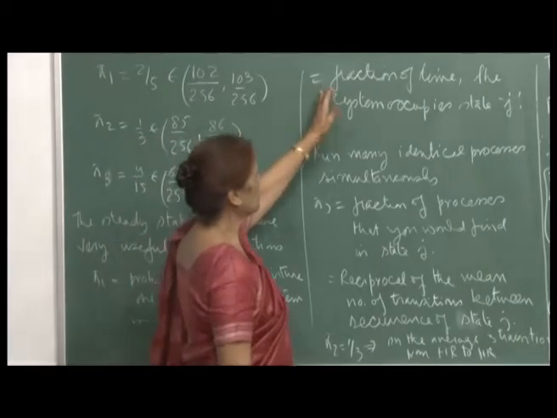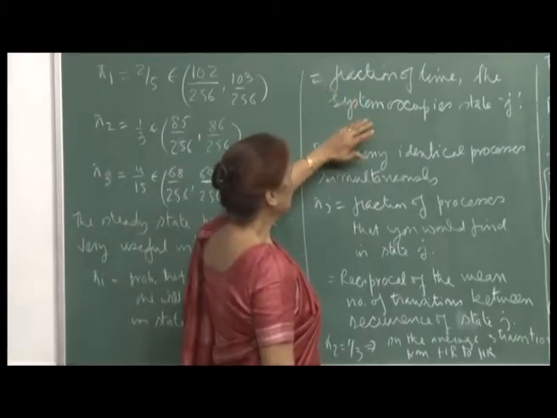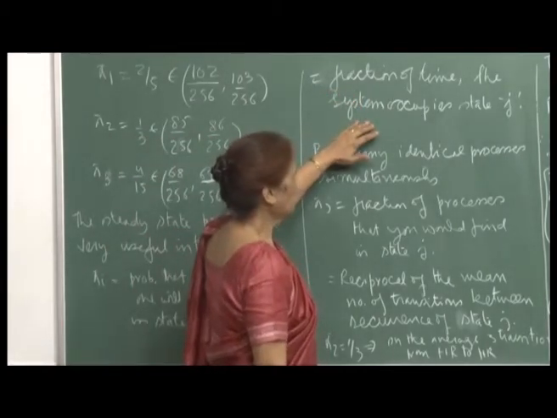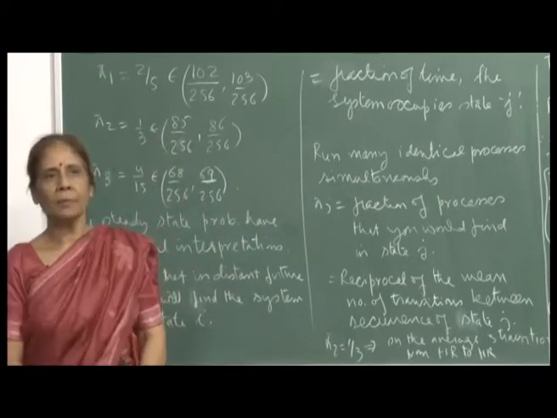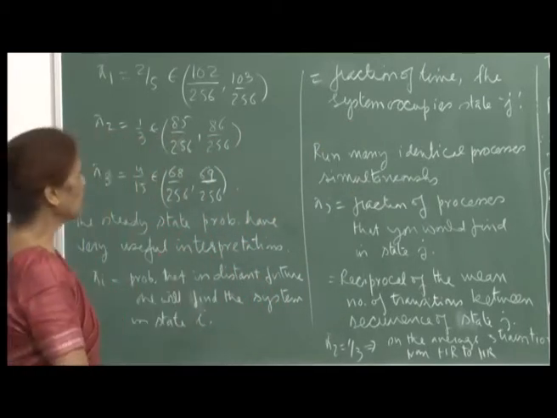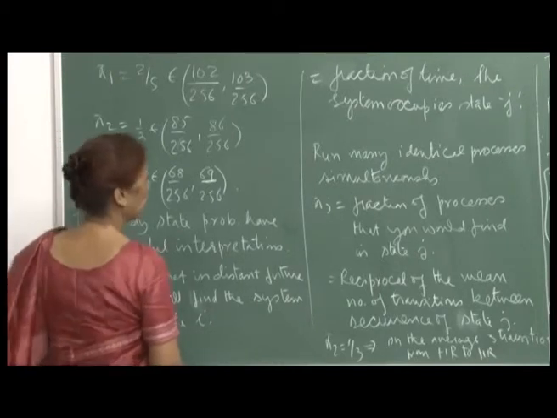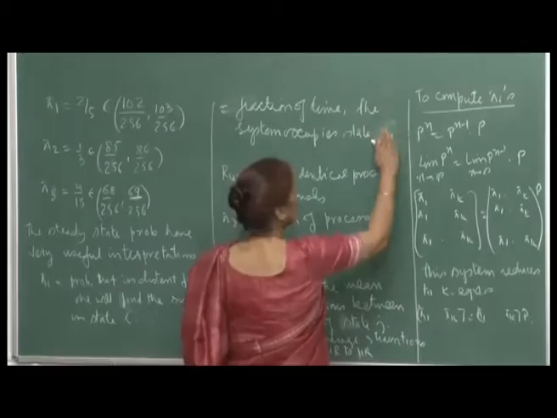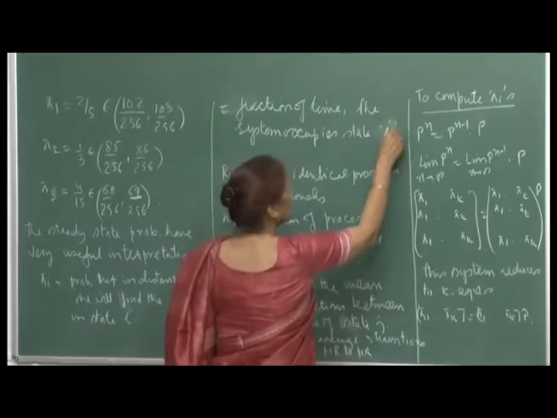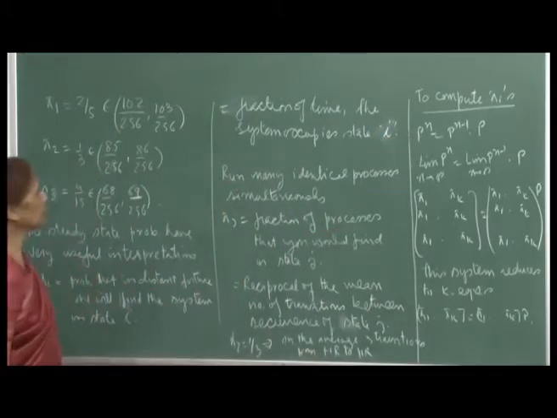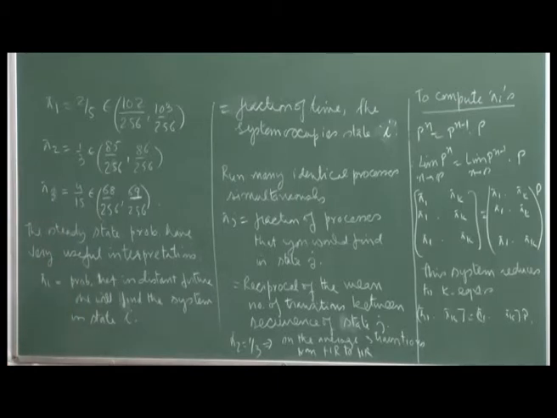Then you can also interpret this as the fraction of time the system occupies state j. Oh, I am writing pi j, so it should be pi i here, sorry. So, the fraction of time the system occupies state i.